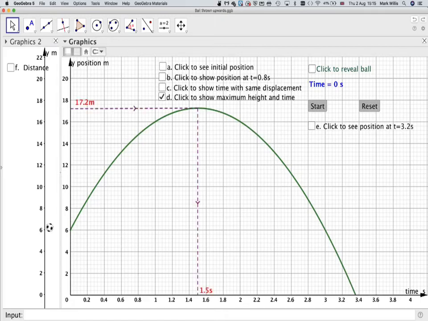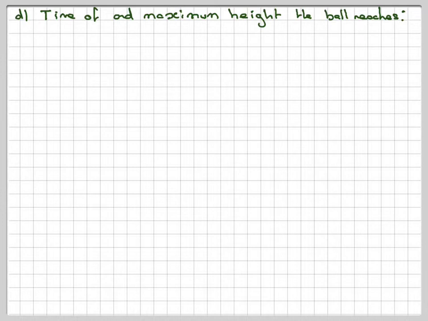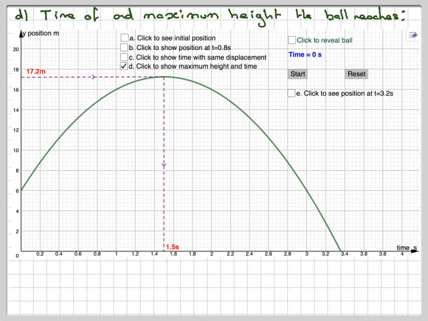So again, to annotate, reading off the graph: 16.4, 16.8, 17.2. The next one will be 17.6. You need to read off and make sure you get the right scale. So 17.2, and that will happen at 1.5 seconds. Again, annotate your graph. The maximum height will be that.